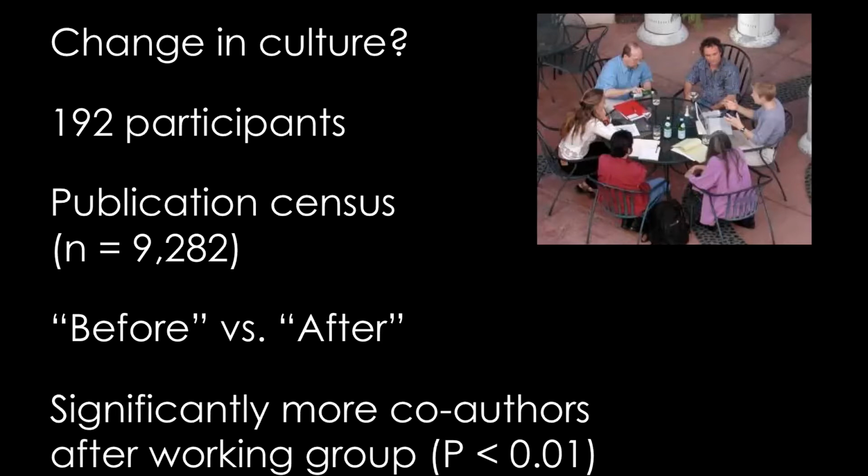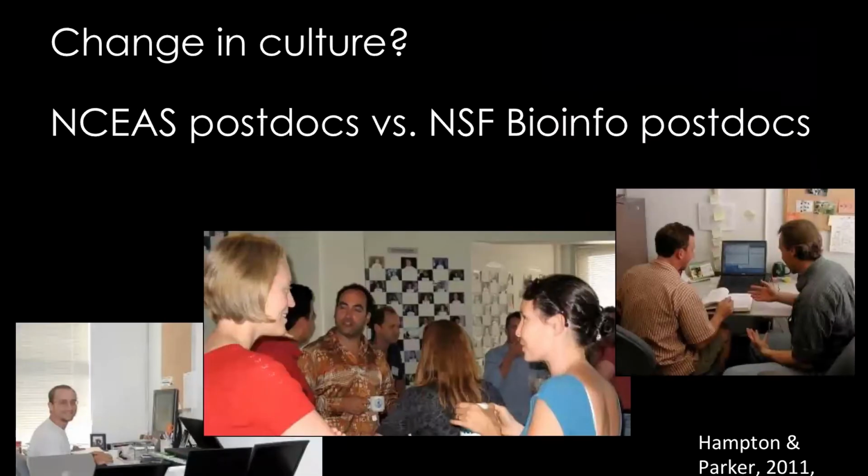And then we also thought about all those residents, all the postdocs who are at the synthesis centers, and they're surrounded by collaboration. They're surrounded by team science, essentially. So do they change? Are their experiences different? Well, the really hard thing about these studies is finding a good outgroup. Who do you compare them to? And in this case, I think we got a pretty darn good outgroup, because NSF supports the bioinformatics postdocs.